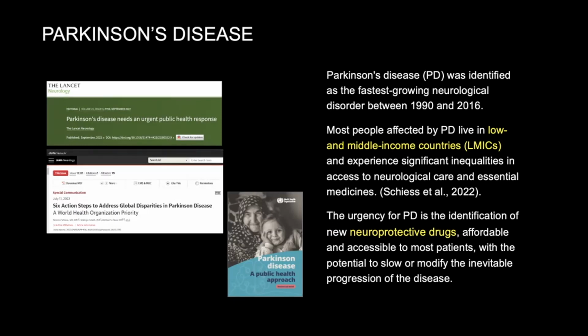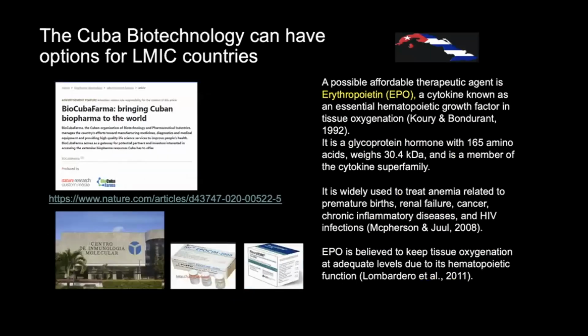In our country, we have the biotechnology industry, and this could be one option for the low and middle income countries. We identified erythropoietin. It's not a new compound, sorry. It's a compound employed for anemia and for many different disorders. But this new application for neuroprotection started in the early 2000s in Germany and different countries, in multiple sclerosis, in ataxia, in schizophrenia, with good results.